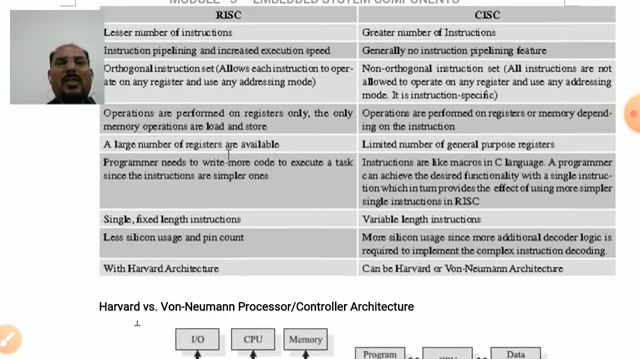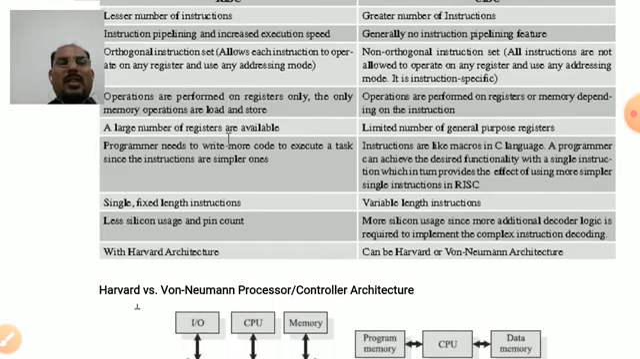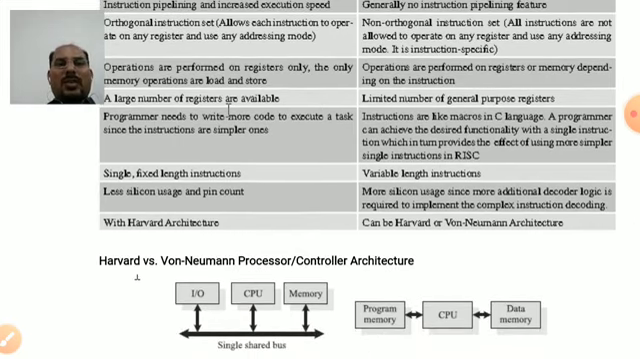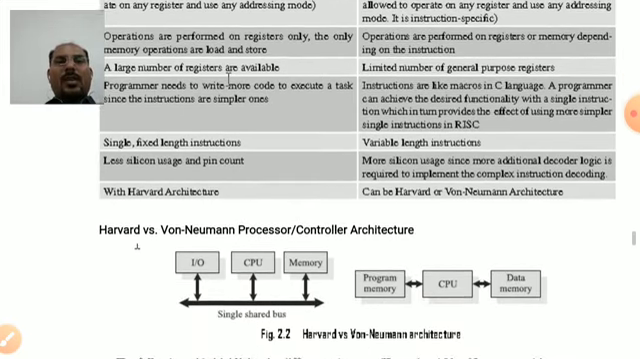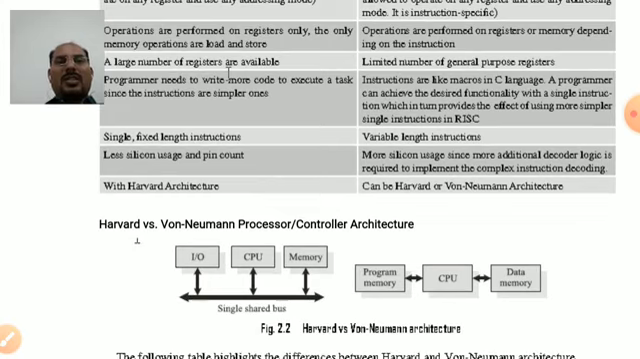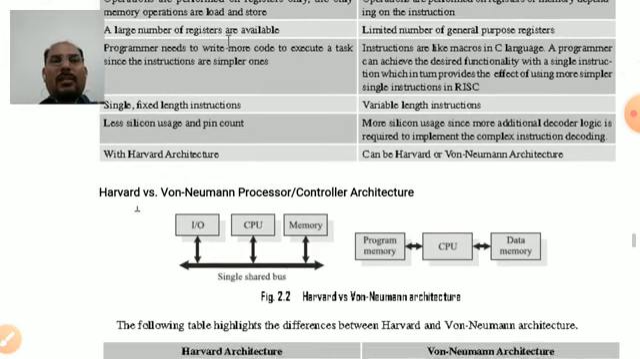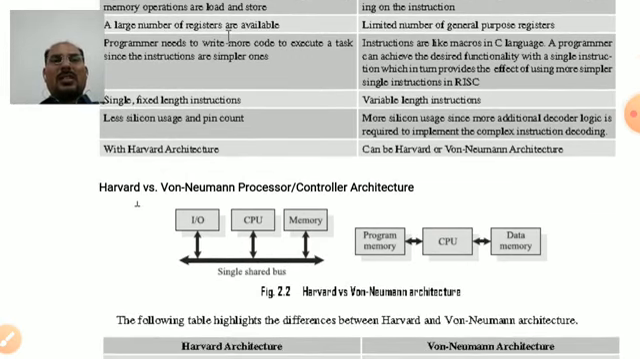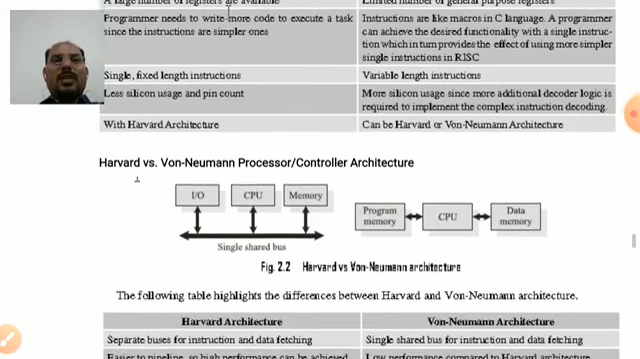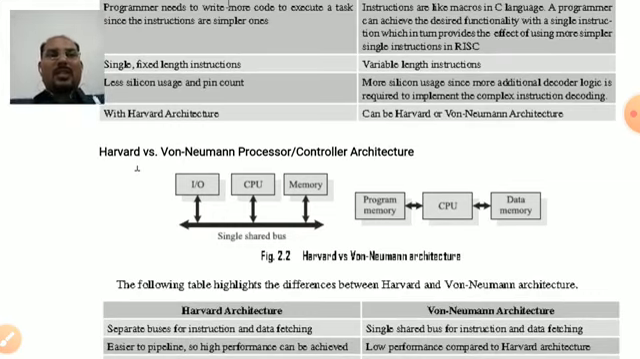In RISC, the programmer needs to write more code to execute a task since the instructions are simple ones. Here the instructions are complex, so the programmer need not write more code. He can do it using a simple code to execute a complex task. The instructions are single cycle in RISC and they are of fixed length, whereas in CISC they are of variable length. Then RISC has less silicon usage and pin count, more silicon usage and pin count in CISC. RISC comes with Harvard architecture, CISC comes with Harvard or Von Neumann architecture.